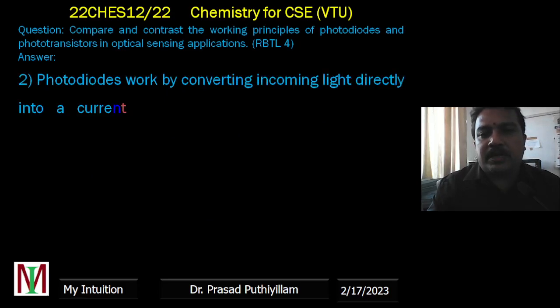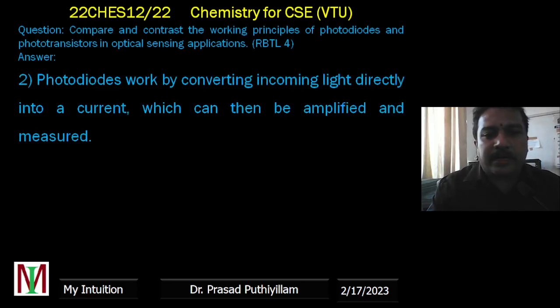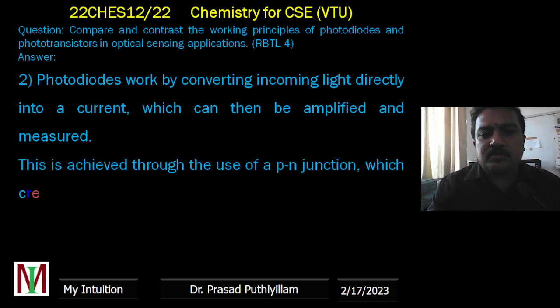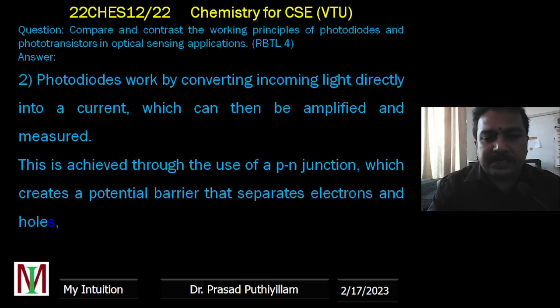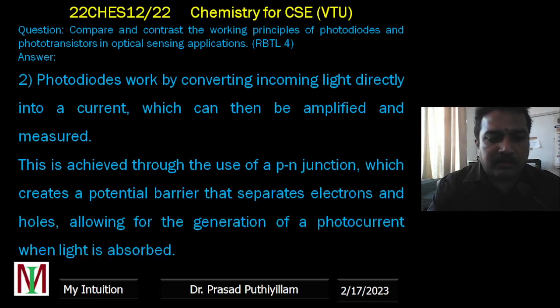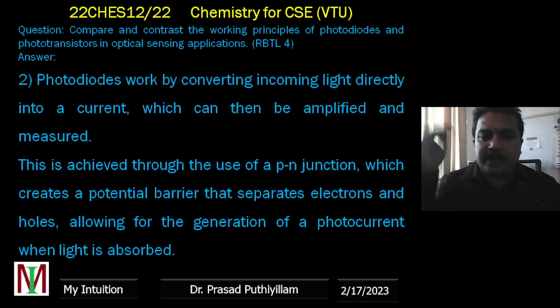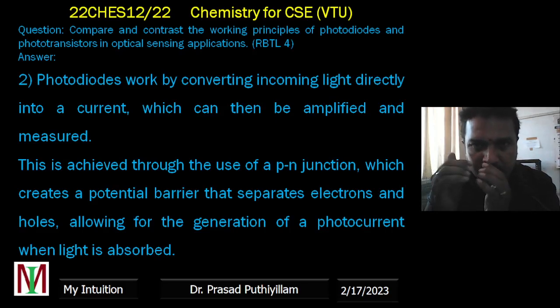Photodiodes work by converting the incoming light directly into a current, which can then be amplified and measured. This is achieved through the use of a PN junction, which creates a potential barrier that separates electrons and holes, allowing for generation of a photocurrent when light is absorbed. That means whenever light falls on that system, there will be two types of semiconductors: P type semiconductor and N type semiconductor, in coupling contact, which forms the PN junction. The depletion layer is formed, and the PN junction allows electron movement in only one direction.